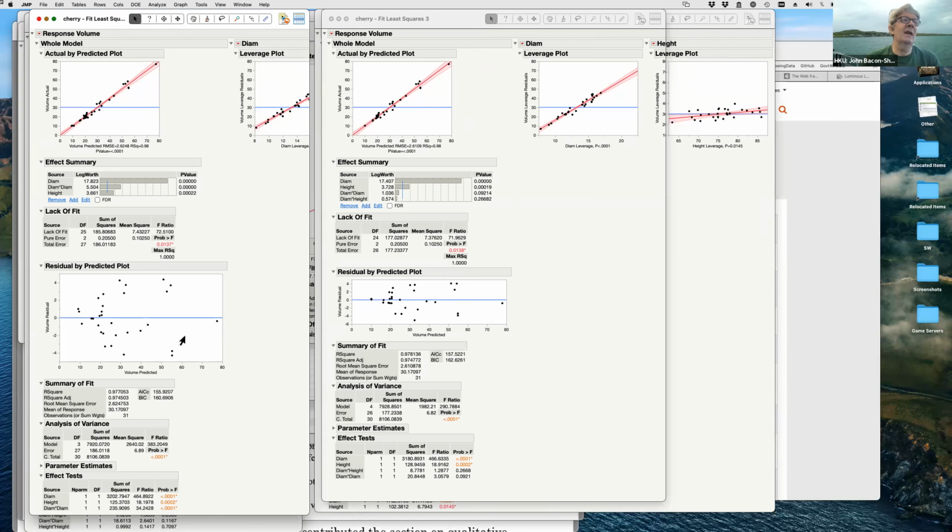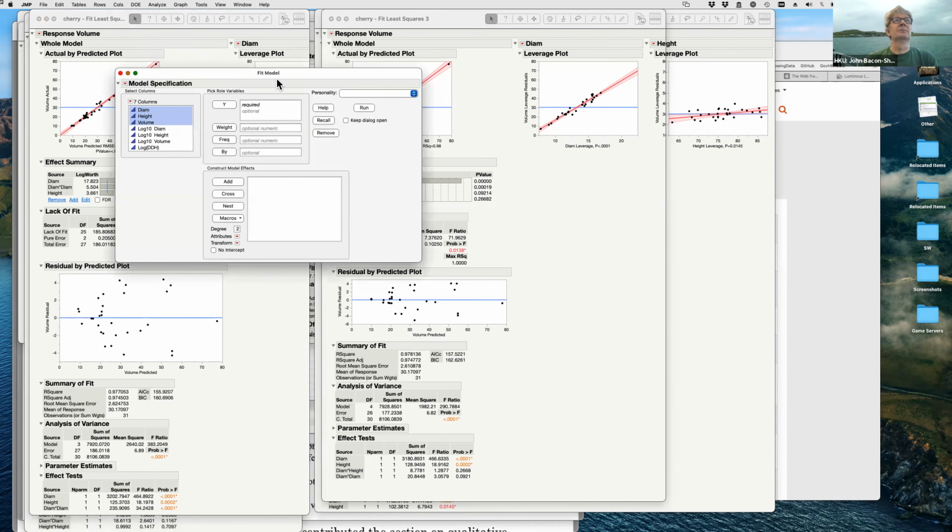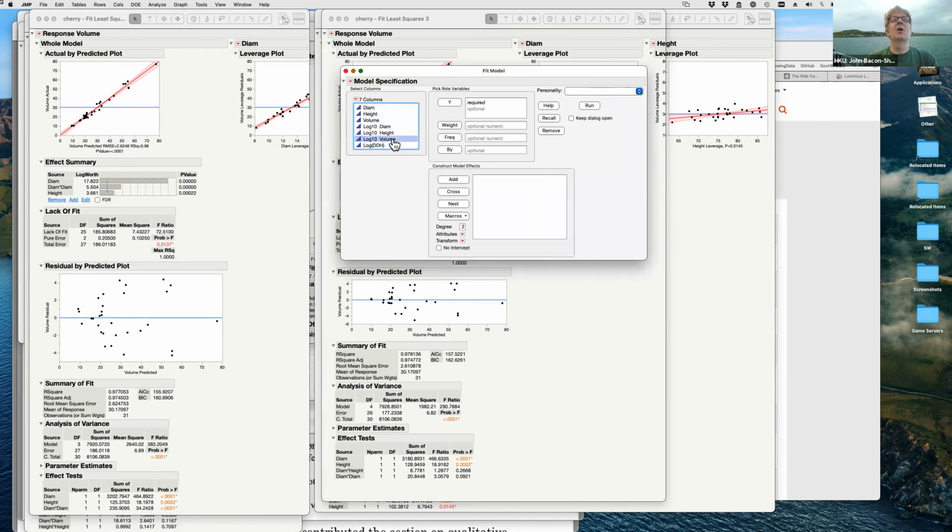So what would make sense? As we said, if volume is proportional to diameter squared times height, that would suggest that we should again be doing a log transform. So the log volume would then be a constant plus twice the log of the diameter plus the log of the height. So let's just try fitting a model that is the log of the volume against log of diameter and log of height.